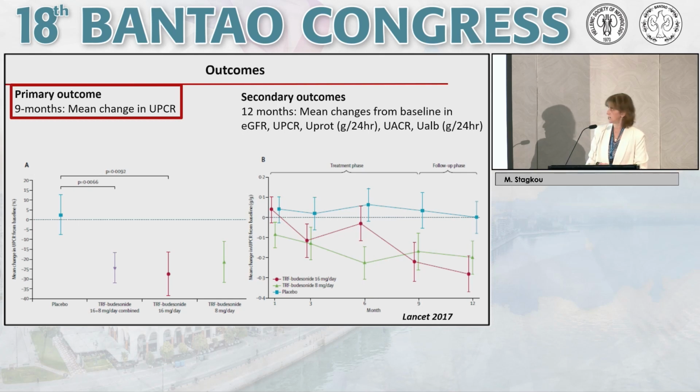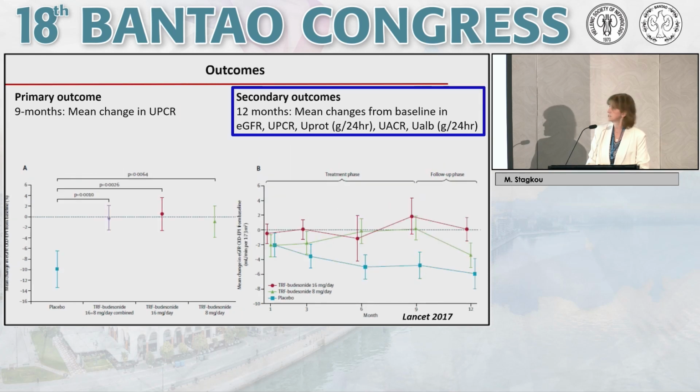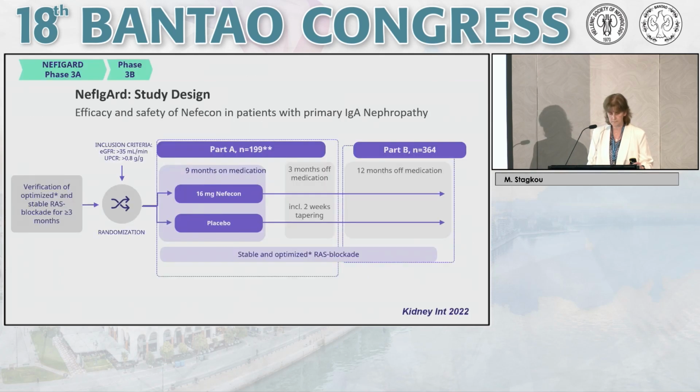The primary outcome, 9 months after initiating the treatment, was a reduction in UPCR, in proteinuria. And the secondary outcomes, 12 months after starting treatment: the treatment was for 9 months, then stopped, 3 months free, and then patients were evaluated at 12 months. And they found that eGFR was stable. There was some increase in GFR in the beginning, and then this was stable. And then we come to the NefIgArd studies, phase 3, parts A and B.